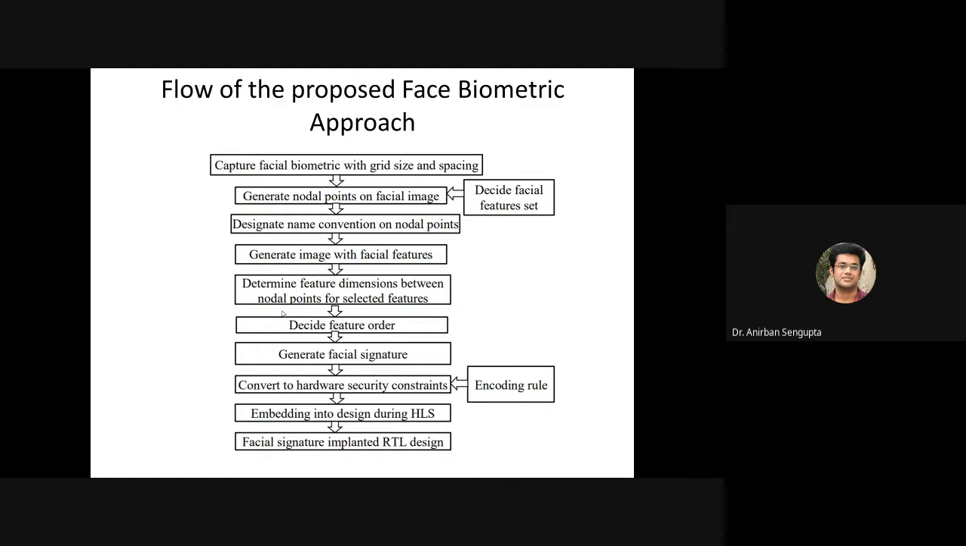We then designate the name convention on the nodal points and we generate the image with facial features. Then we determine the facial feature dimensions between the nodal points for selected features. We decide the feature order and then we finally produce the facial signature. We convert that to hardware security constraints using the encoding rule, and then we embed that into the design using HLS to finally produce an RTL design of the implanted DSP with the facial signature.